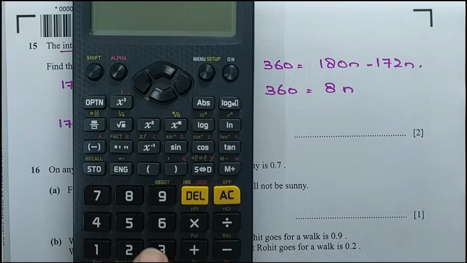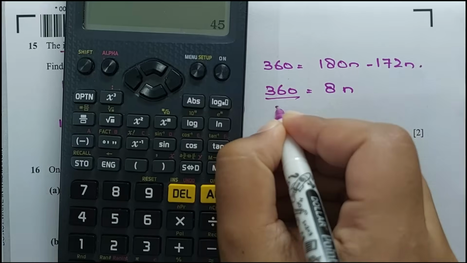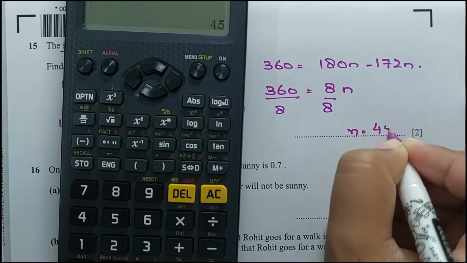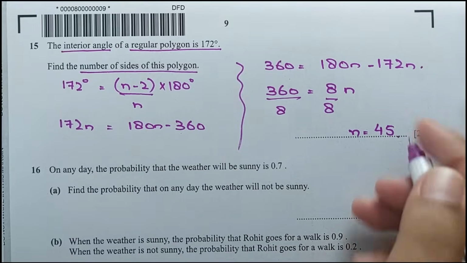Right. We can say 360 divided by 8, we have 45. Dividing by 8, dividing by 8. So the value of n is equal to 45. So the number of sides of that regular polygon is 45.